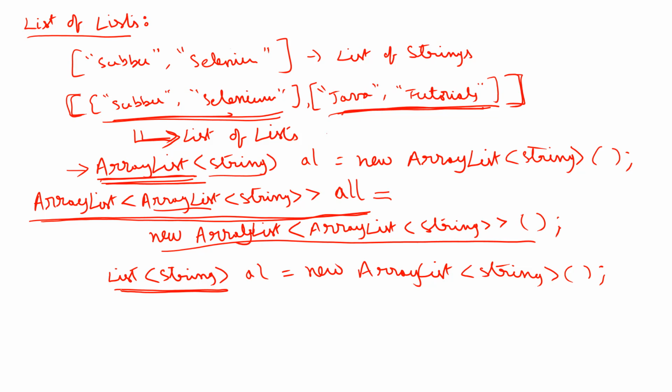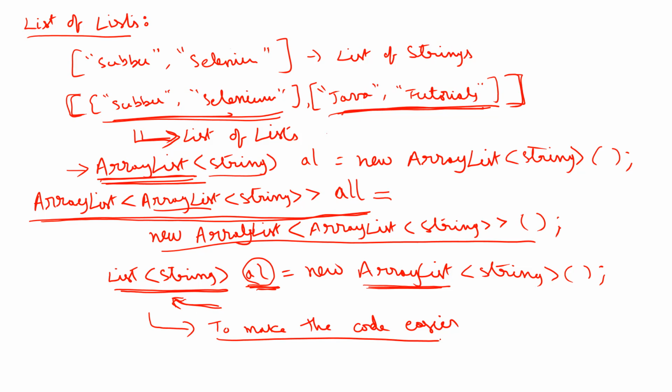That means we are creating an object for the class ArrayList, AL, which is of the type interface List. So this is how we do it normally when we are creating objects for a class that is implemented from an interface. So why do we do this? Why do we create an object of the type interface other than the class itself? The reason is mainly to make the code easier. Let me explain this.